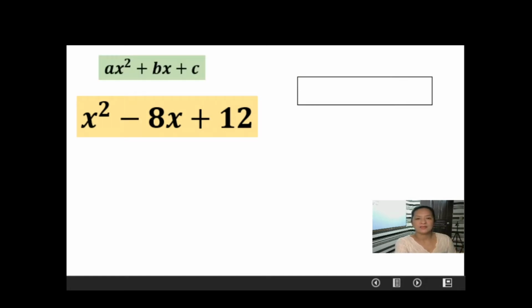Okay, so for example, we're given a trinomial x squared minus 8x plus 12. So this trinomial is in the form of ax squared plus bx plus c. So let us determine whether this given trinomial is factorable or not. Alamin muna natin, ano ba yung a? So a is the coefficient of the x squared term. So here, a is 1. Then b is the coefficient of x. b is negative 8. And c is 12.